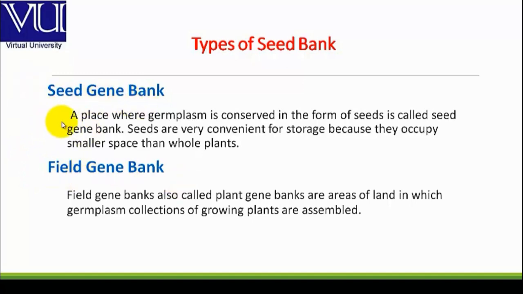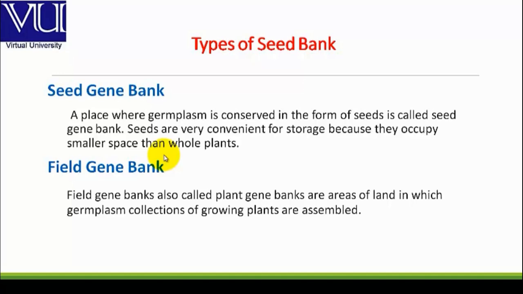Seed gene bank. A seed gene bank is a place where germplasm is conserved in the form of seed. Seeds are very convenient for storage because they occupy smaller space than the whole plants. In seed gene banks, there are three types of conservation. First is short-term conservation, second medium-term conservation, and the third is long-term conservation. Base collections are stored for long-term conservation for near about 50 years or more at minus 18 to minus 20 degrees centigrade, and active collections are stored for short-term conservation for near about 3 to 5 years at 5 to 10 degrees centigrade.